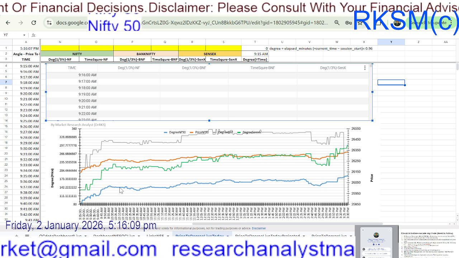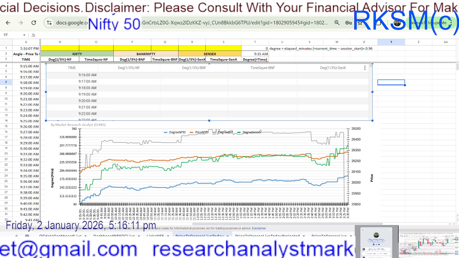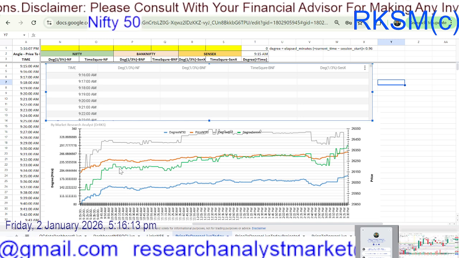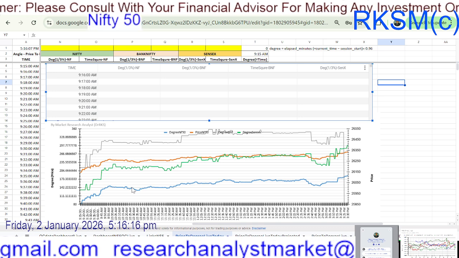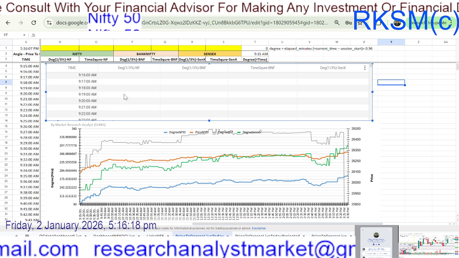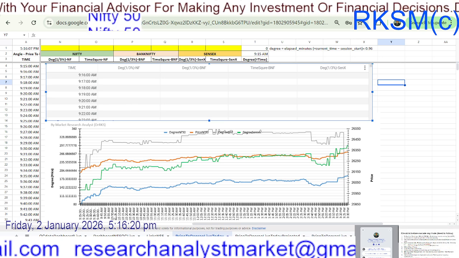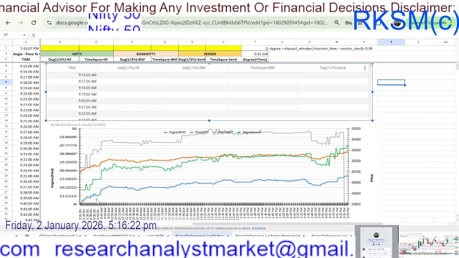This is the Bank Nifty in gray color, green color for the Sensex, and blue color for the Nifty. You see there is no change up till this point, and even till 10:30 there is no change.